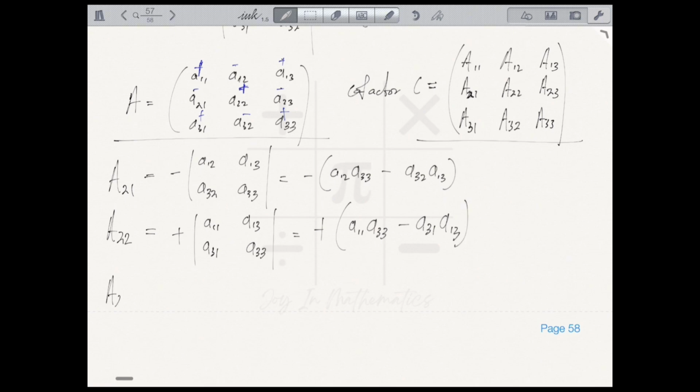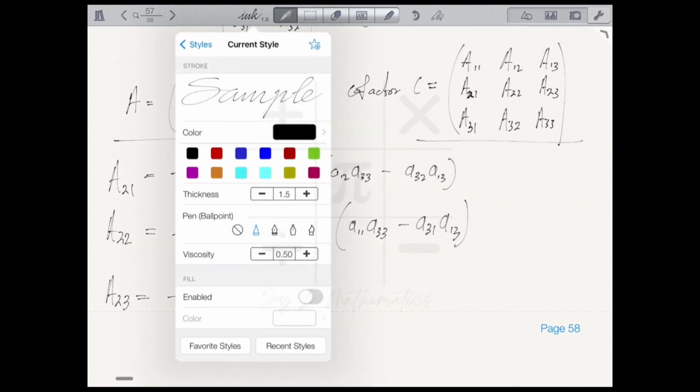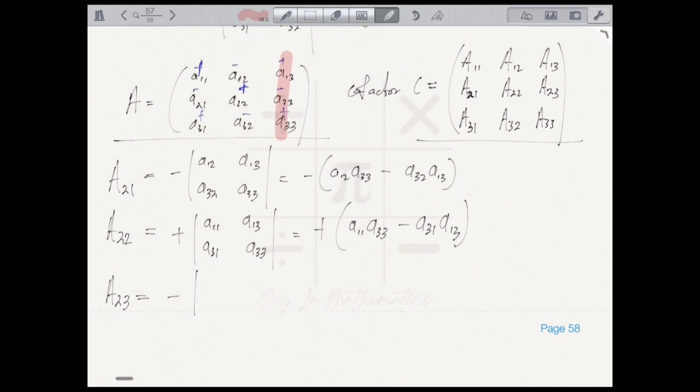And finally, for A23, write the place sign, please. First, please do not neglect the place sign. Highlight it vertically, horizontally, and we are left with these: A11, A12, A31, A32. Negative of A11 A32 minus A31 A12. Now this is for row 2.